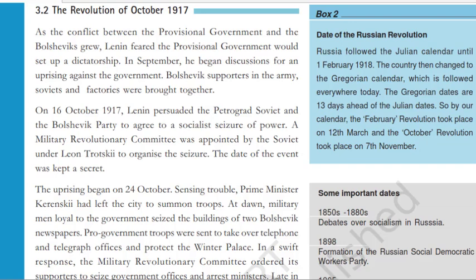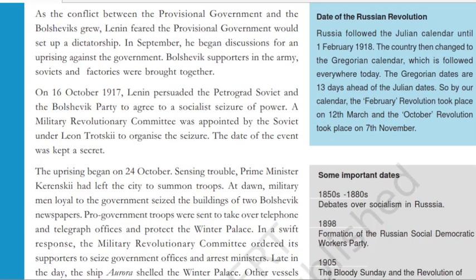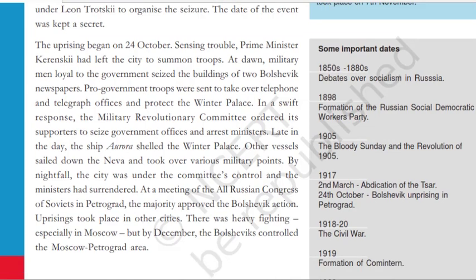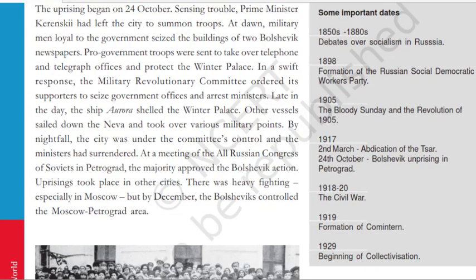Some important dates. 1850s-1880s. Debates over socialism in Russia. 1898. Formation of the Russian Social Democratic Workers' Party. 1905. The Bloody Sunday and the Revolution of 1905. 1917. The 2nd of March, abdication of the Tsar. The 24th of October, Bolshevik uprising in Petrograd. 1918-20. The Civil War. 1919. Formation of Comintern. 1929. Beginning of collectivization.